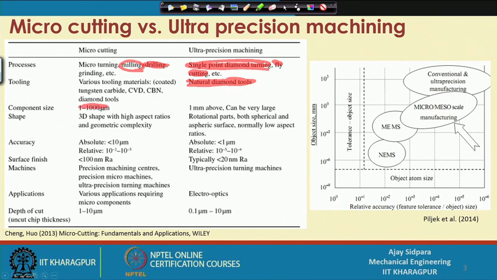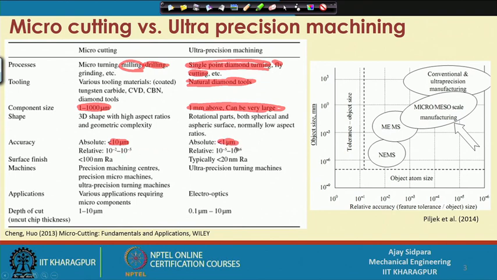Component size is very important here. In micro cutting it is 1 to thousands of microns, and here it can be very large also. We will see some examples where the size of the component is at the meter scale. For shapes, you can make any 3D shapes, which is the advantage of micro cutting by mechanical methods. Here you can make rotational parts, spherical and aspherical surfaces, but mostly these features come from the turning operation. Absolute accuracy is less than 10 micron in micro cutting, but here it is very high, less than 1 micron.